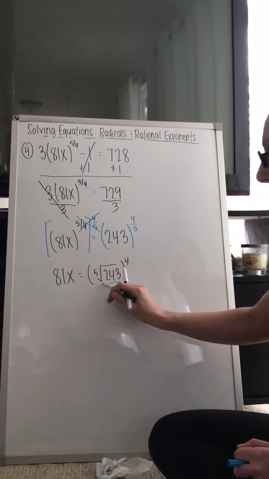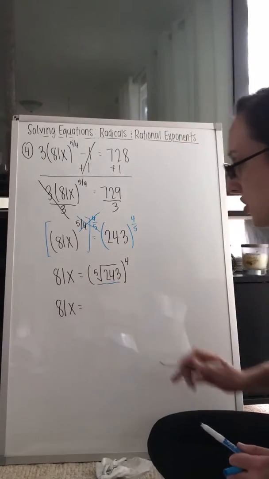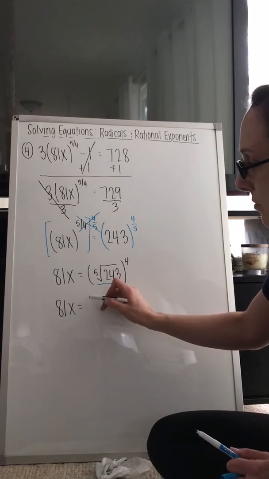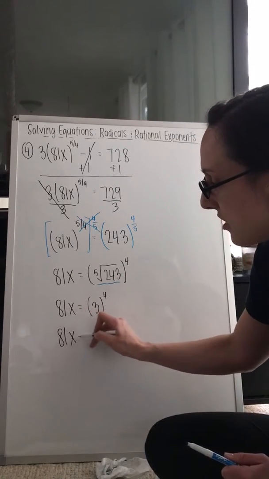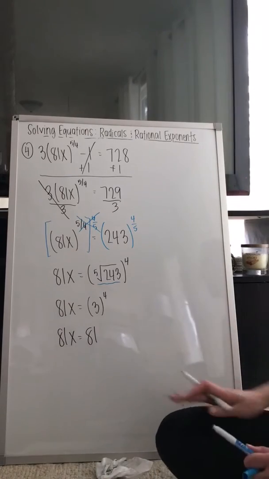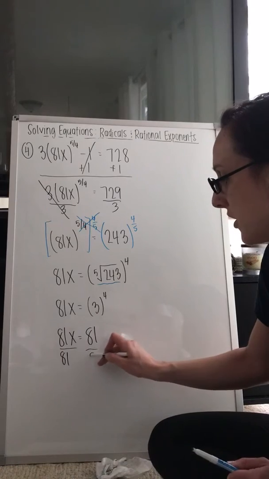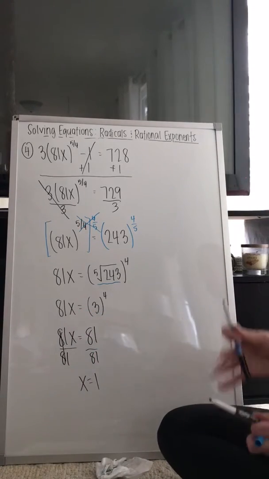Evaluate the stuff that's on the inside first. So 81x is equal to, this is asking me what number do I raise to the 5th power to get 243. That would be 3. 3 to the 4th power. Simplify that. 3 to the 4th is 81. So I'm left with 81x is equal to 81. Divide each side by 81 to solve here. So my possible x value ends up being a 1.